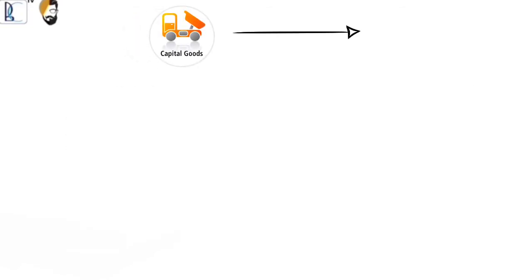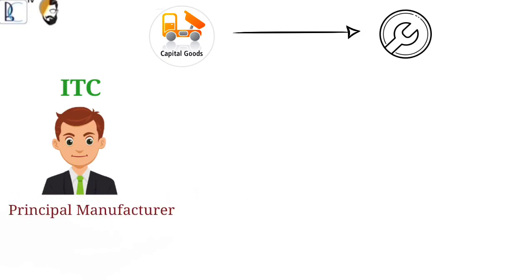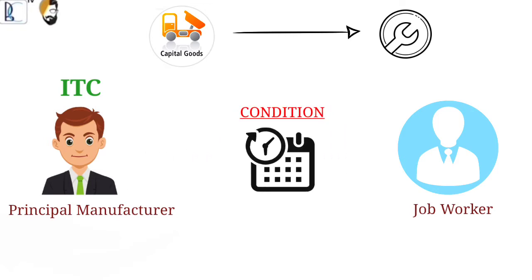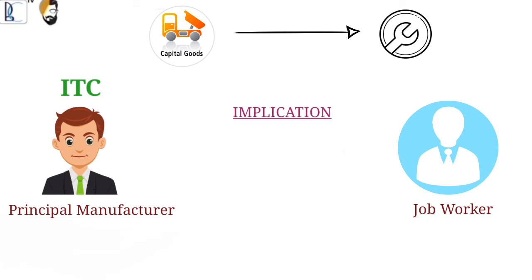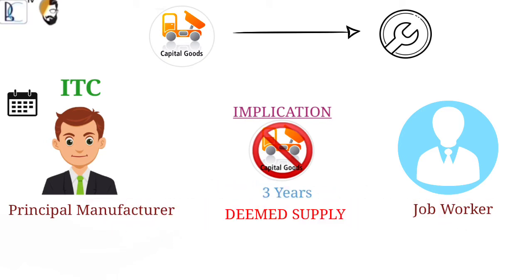Capital goods sent on job work. ITC will be allowed to the principal manufacturer if a capital asset has been sent to a job worker for job work. Condition: such goods must be received back within a period of 3 years of being sent out. Implications: if the goods are not sent back within 3 years, it shall be treated as a deemed supply from the date of sending the goods, and tax would be payable, along with interest, for late payment of taxes.